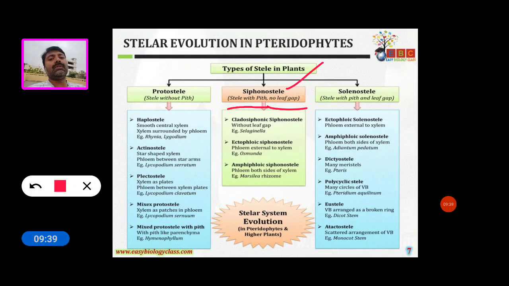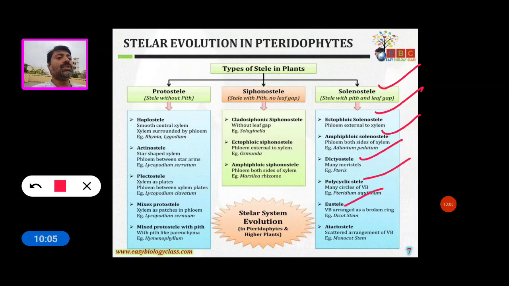The next one is the solenostele. Soleno means a stele with pith and leaf gaps. A stele with pith and leaf gaps is called solenostele. Solenostele is again classified into ectophloic solenostele, amphiphloic solenostele, dictyostele, polycyclic stele, U stele, and ataxostele. So these are the types.